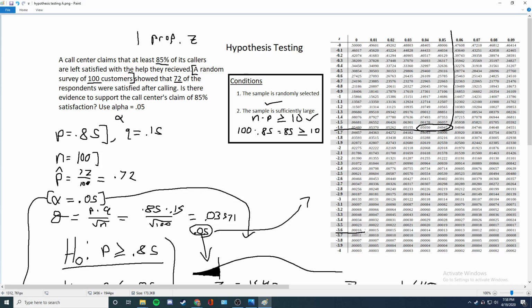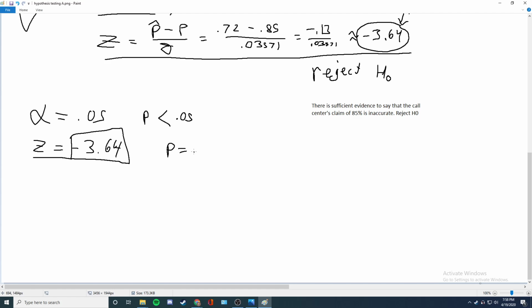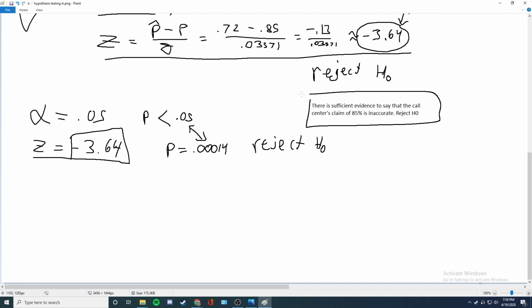So if we want to find our p-value, we'll take this Z, the -3.64, and go to the table. Negative 3.64 ends up being 0.00014. So our p-value, 0.00014, is definitely less than 0.05. So once again, just reject the null. And you'd write a similar claim here. And that'll be your final answer.